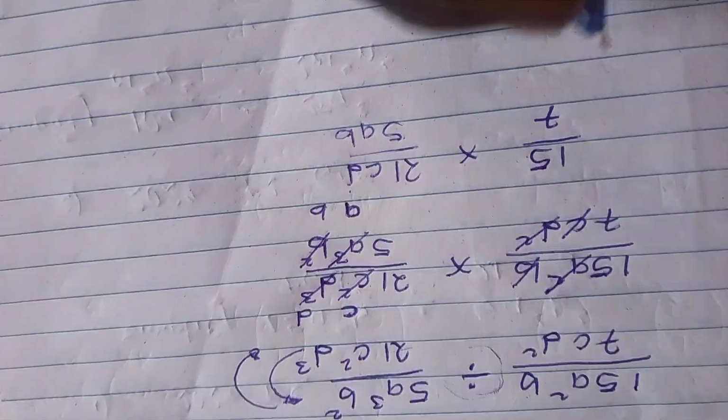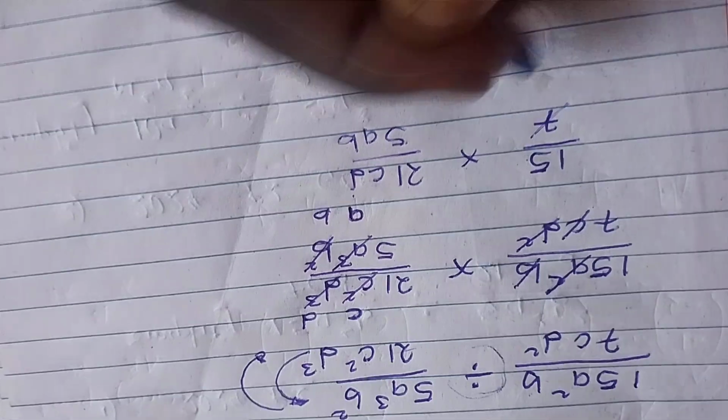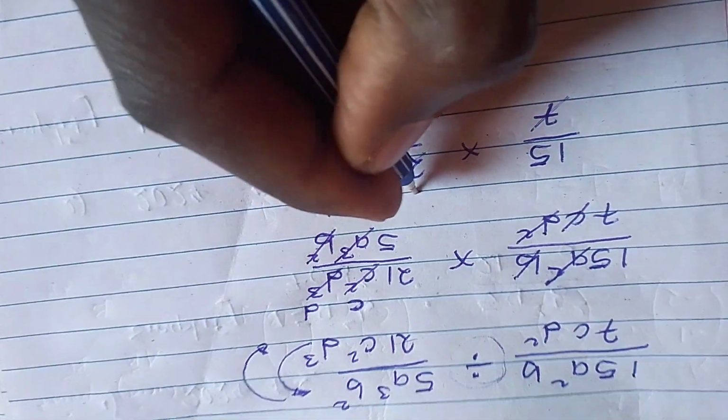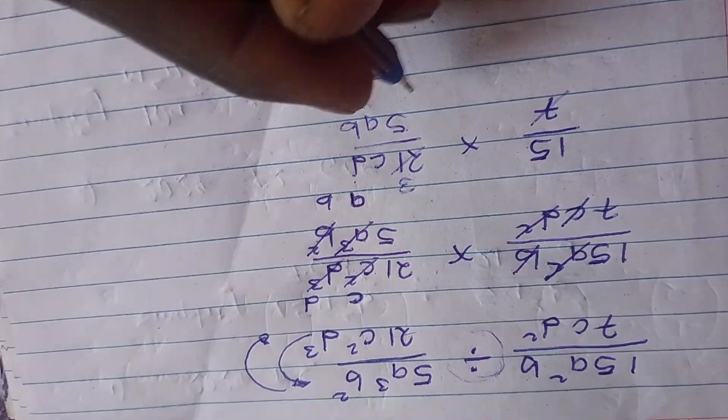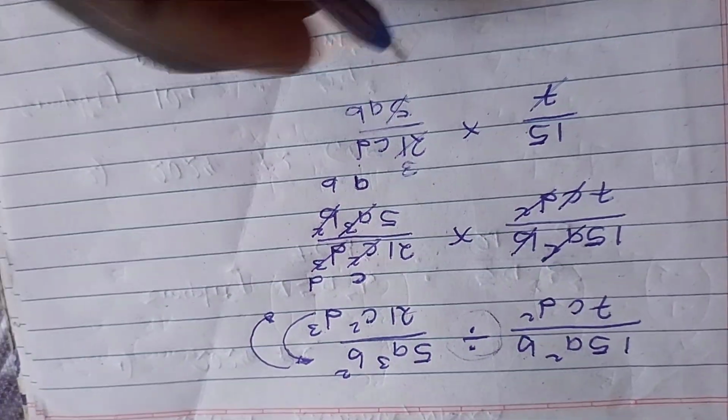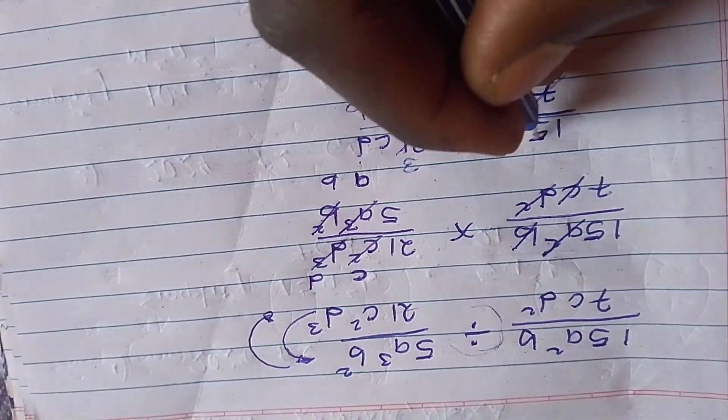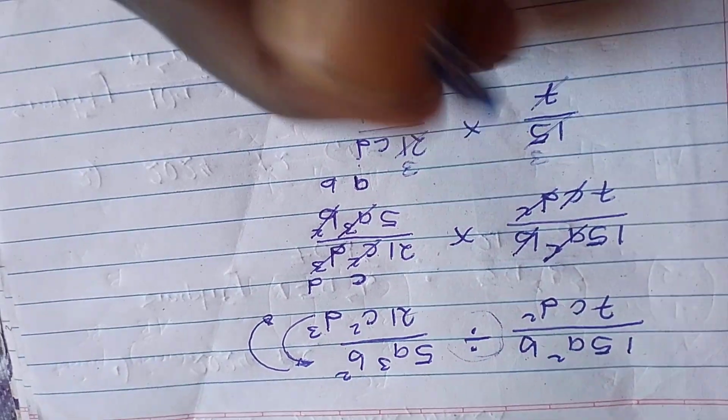Okay. Now, once you are done cancelling the letters, we can come to the numbers. So we'll say 7 cancelled here, 7 can go into 21 3 times. Then also we can say 5 cancelled here, 5 into 15 is 3 times.